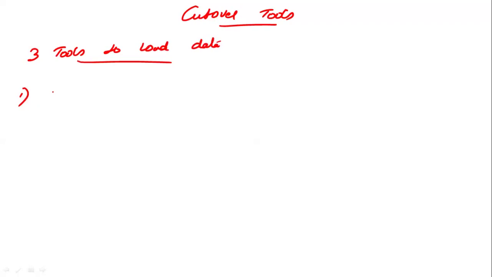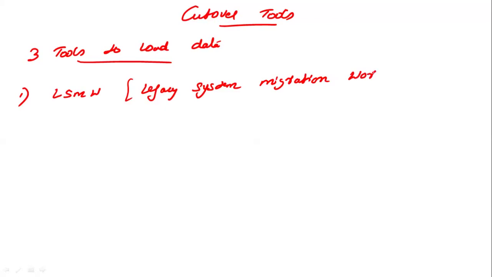So first tool is the LSMW. The full form of LSMW is the Legacy System Migration Workbench. This tool is an old tool which is used in ECC. In S4 HANA also it is active, but it is not used much.